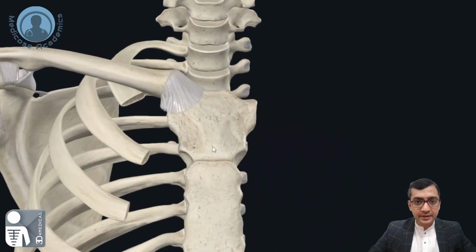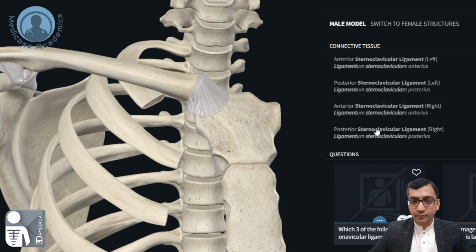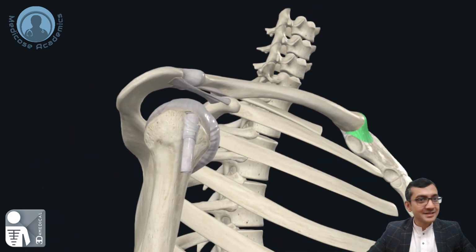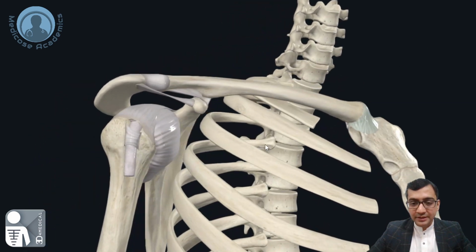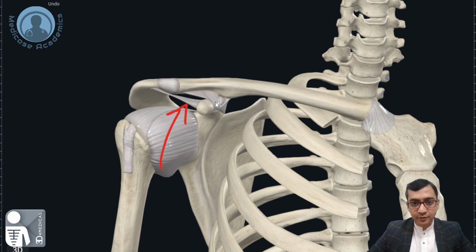And then here is a ligament that is not very cleanly shown. Let me add that to the picture. On the right side, there is the sternoclavicular ligament. Actually, it's right here in front of my eyes. So this is the sternoclavicular ligament. These are the ligaments that are responsible for transmission of forces. The forces are transmitted through here and then here to the axial skeleton.